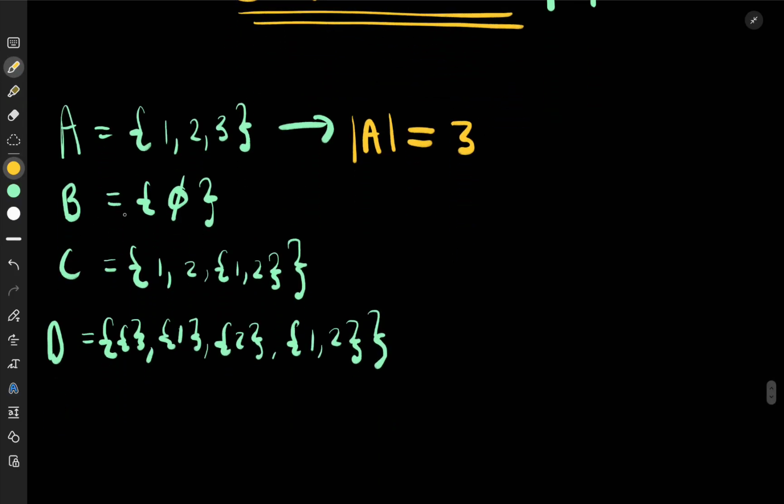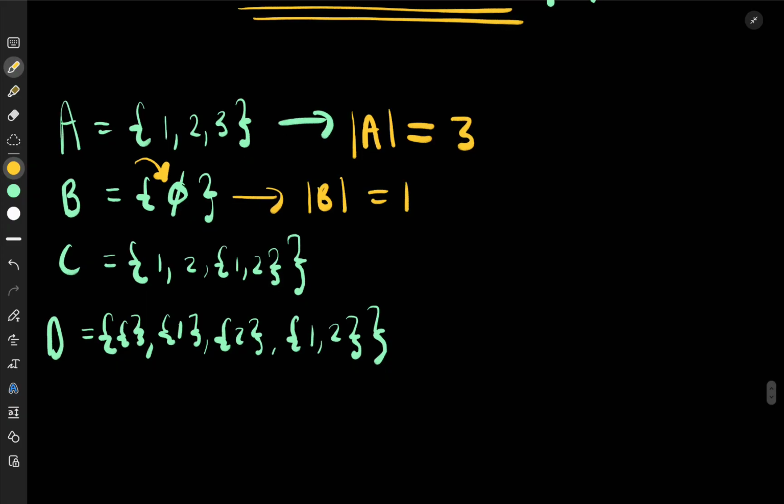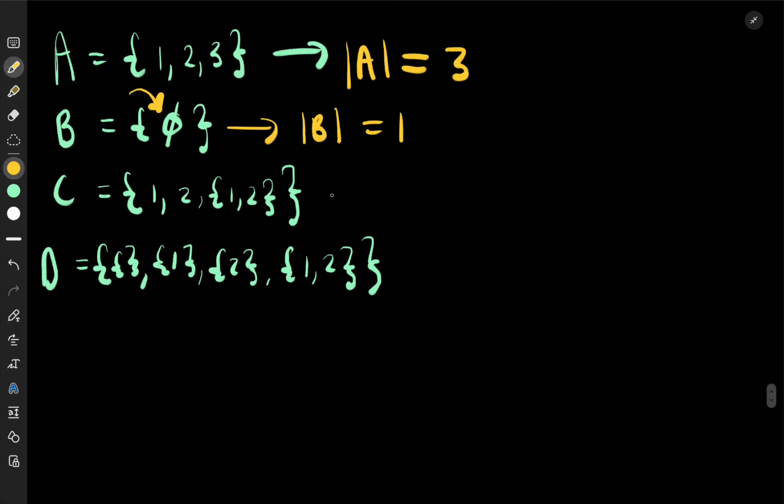Now let's go to this one, B. What is the cardinality of B? What is the size of B? This is so easy. How many things are in B? I just look inside, I'll see that one thing, so this would be 1. Okay? What about in this situation now?